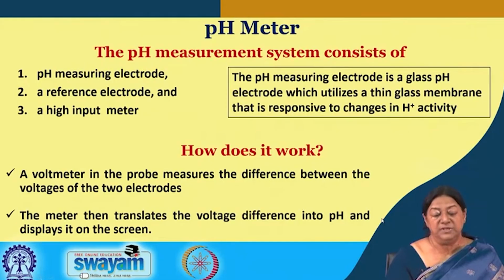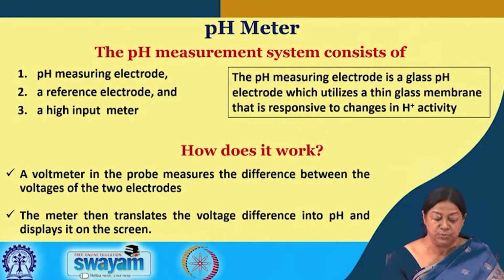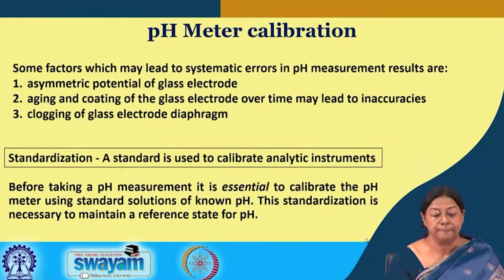If we look at the pH meter, the pH measurement system in this case consists of a pH measuring electrode, a reference electrode, and an input meter. The pH measuring electrode itself is a glass pH electrode which utilizes a thin glass membrane that is responsive to changes in hydrogen ion activity, which is why it can measure the pH changes. It works by a precision system where we have the voltmeter in the probe that measures the difference between the voltage of these two electrodes, and the meter then translates this into a pH value that is displayed on the screen.